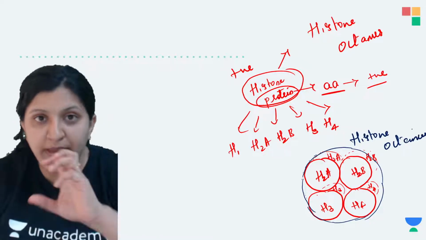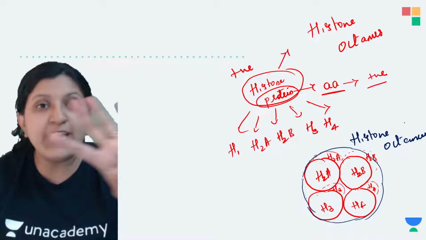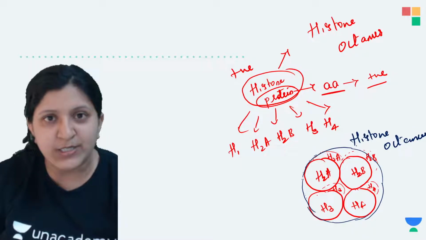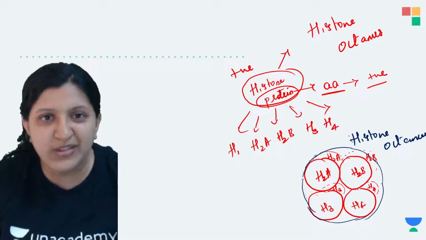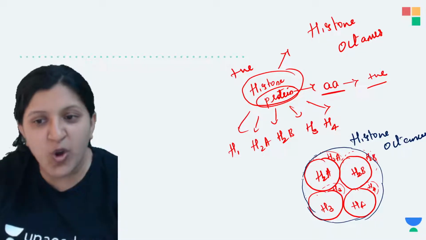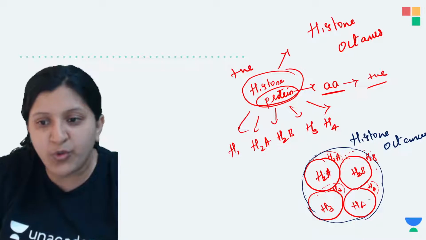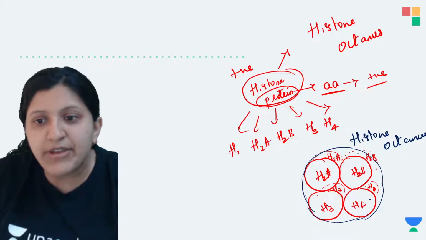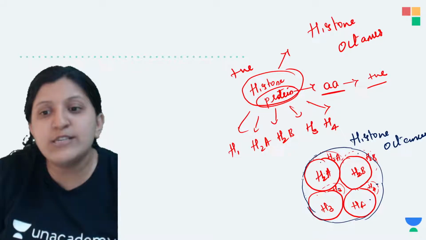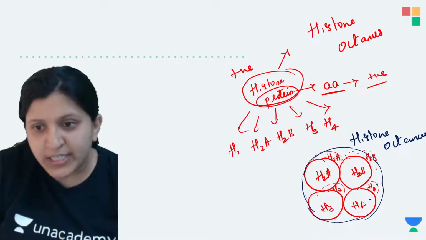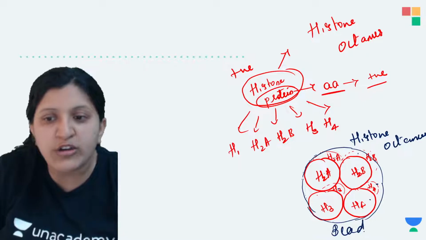So 8 of them are there. Okay, 8 of the histone proteins. Octa is 8. Okay, octopus, right? So octopus also has 8 feet. In the same way, the histone octamer is 1, 2, 3, 4, 5, 6, 7, 8. So 8 of them together are going to form a bead, which is basically the histone octamer.